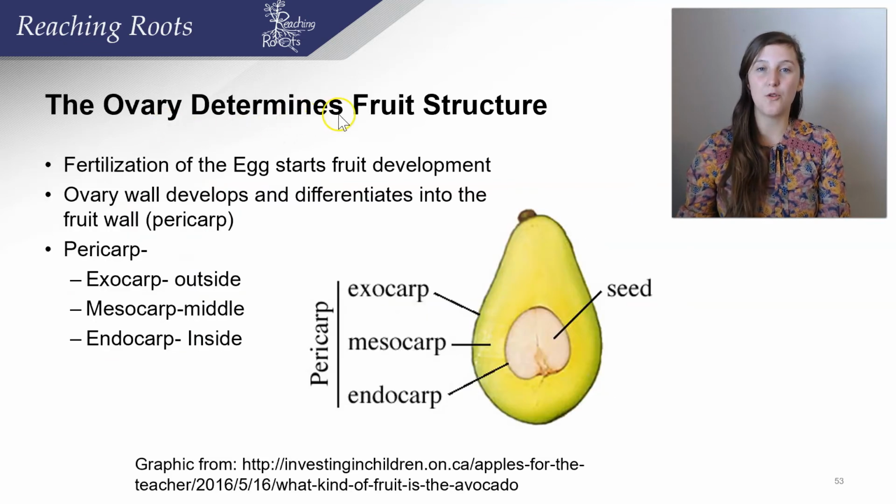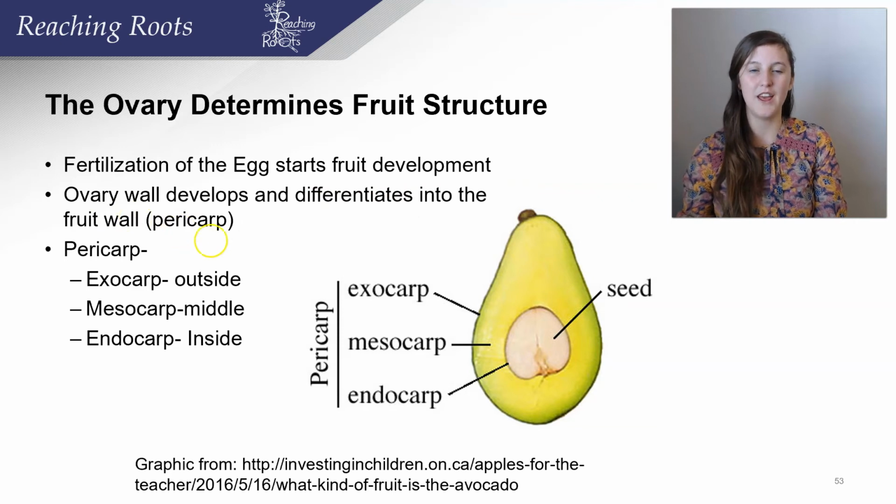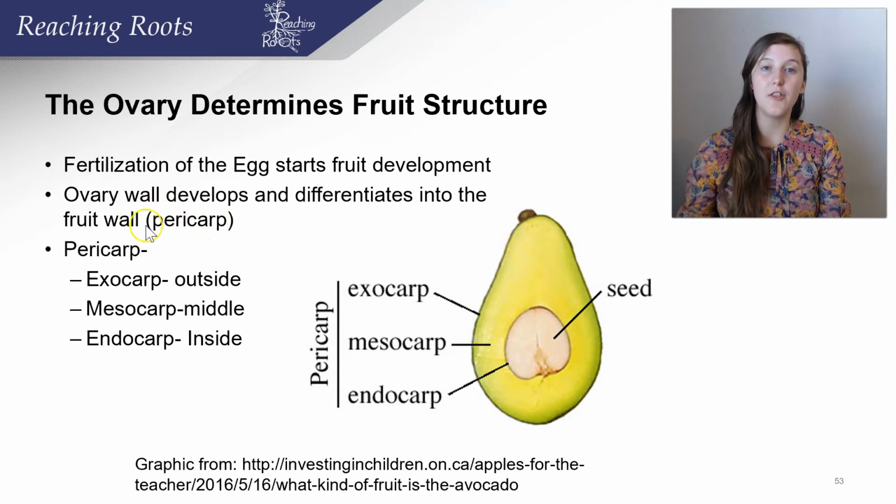The shape of the ovary determines the fruit structure. So fertilization of the egg starts fruit development. Then the ovary wall develops and differentiates into the fruit wall. So ovary wall develops into the fruit wall. This fruit wall is called the pericarp. The pericarp has three main sections: the exocarp, the mesocarp, and the endocarp. The exocarp is the outside, the mesocarp is the middle, the endocarp is the inside.